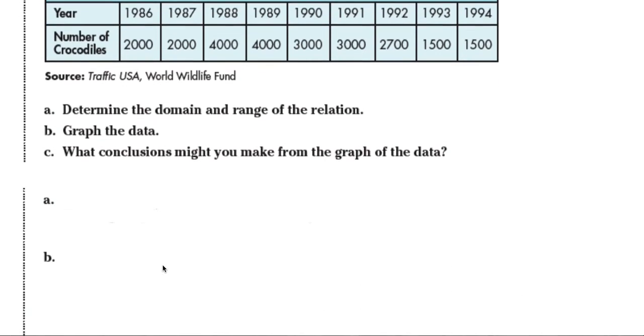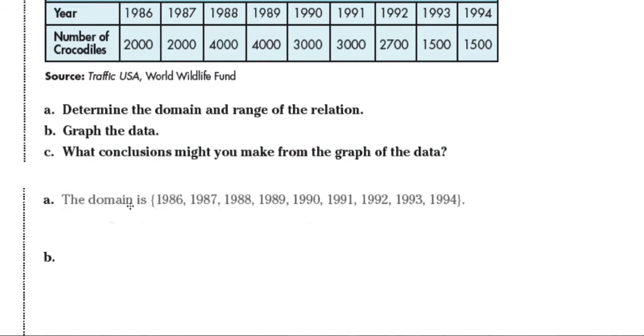Let's take a look at letter A. It says here, determine the domain and the range. That's easy enough. The domain will be the years, from 1986 to 1994, and the range will be the number of crocodiles, from 1,500 all the way to 4,000. If you notice, you don't write 4,000 twice, or 3,000 twice, or 2,000 twice.